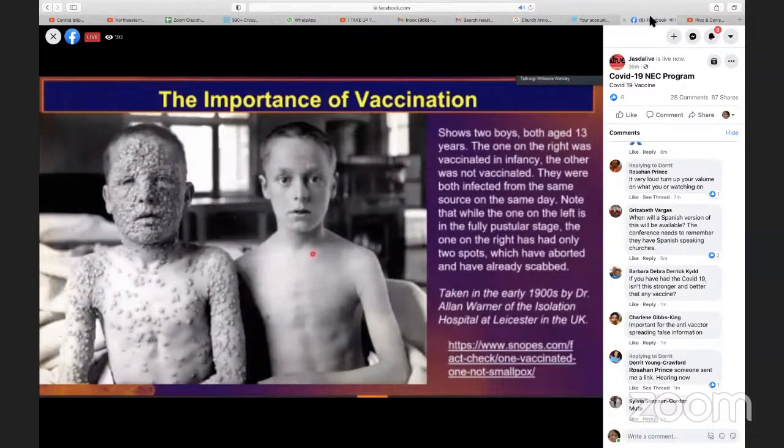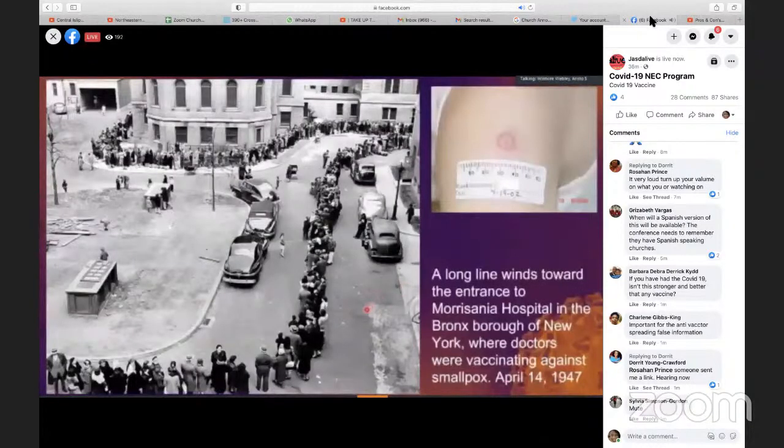And the only difference is that the one on the right got vaccinated and the one on the left did not. Vaccines work. Here is a line at Virginia Hospital in 1947, where people are lining up to get vaccinated against smallpox because it's such a devastating disease. It affected so many people, killed so many people.